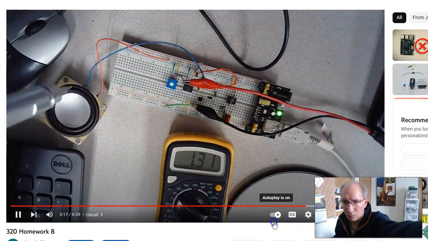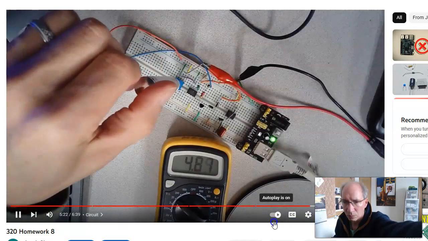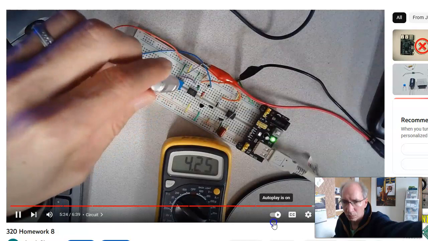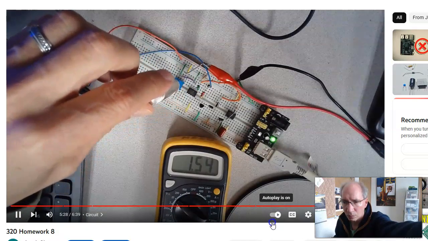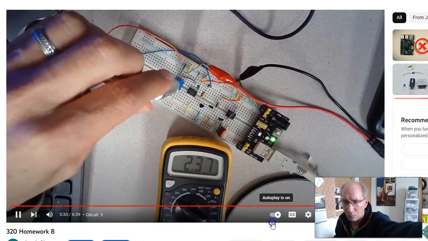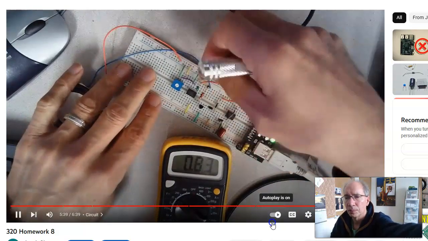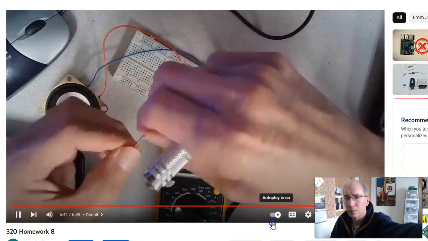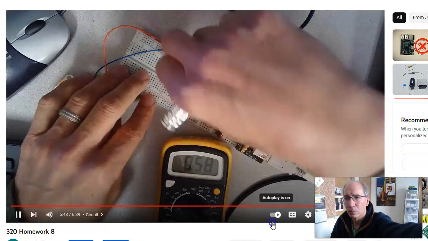Why is it not working? You can try that again. Here's the wiper. I get anything between 5 volts and 0 volts when I adjust the wiper. If I set it up to turn on about at 2 volts, nice round number, I can then go over and look at the voltage across the thermistor.